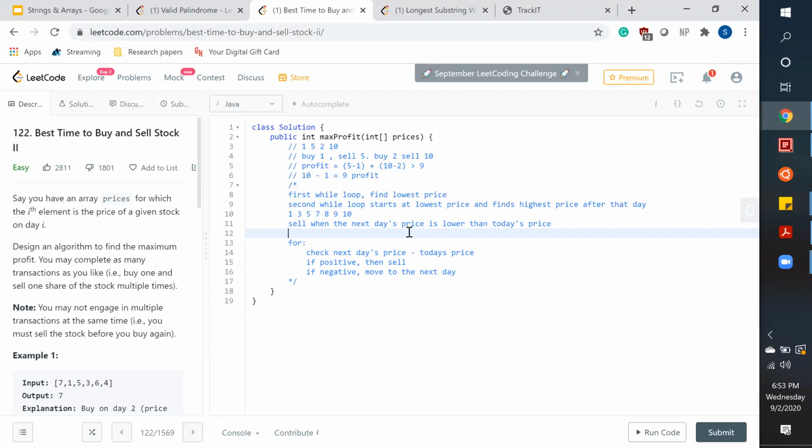When the next day's price is lower than the current index. So you're essentially saying the same time when you decide to sell. So when the next day's price is lower than today's price, you sell and then you immediately buy. Is that what you're saying? Not immediately. Okay. Yeah, that would make each day a sell or buy day.